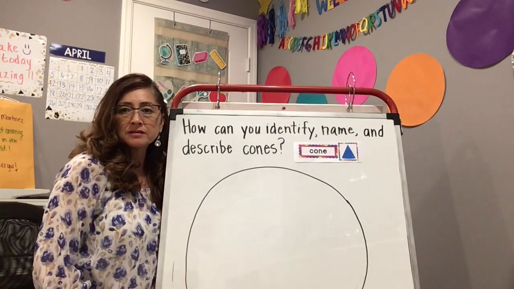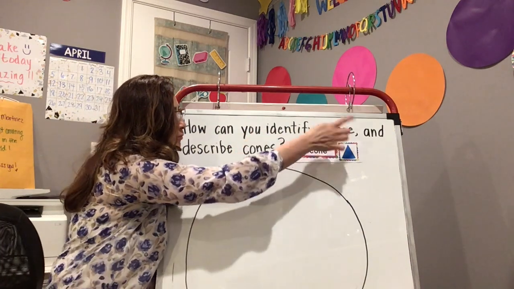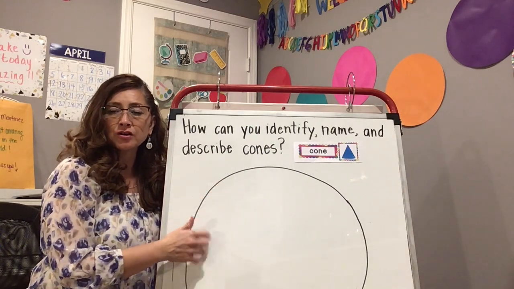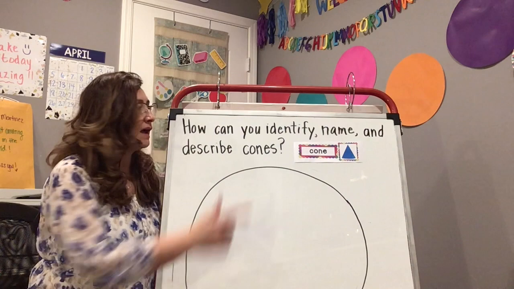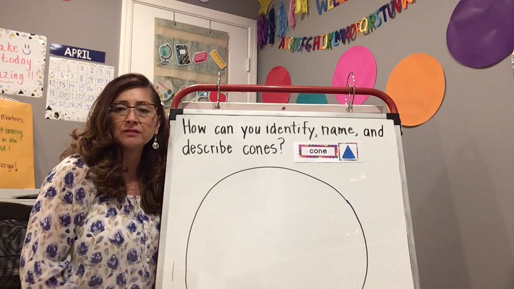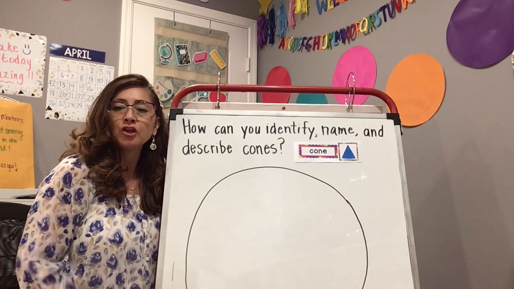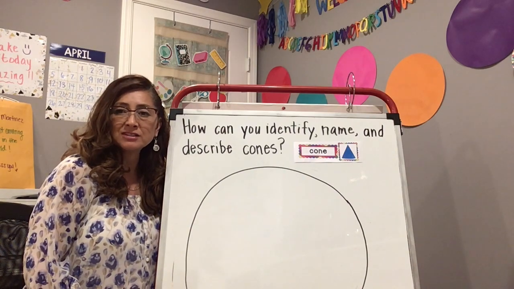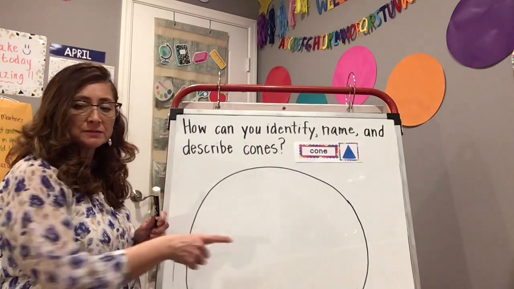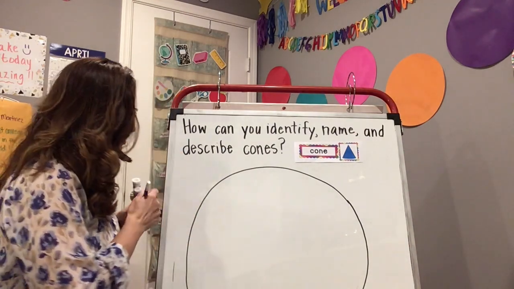Good job. Now, boys and girls, let's go back to our essential question. How can you identify, name, and describe cones? And we're going to use our circle here to make a circle map that will help us identify, name, and describe cones. Now, let's think about the first thing you know about cones. Okay? What is one thing you know about cones? That's right. You know the word cone because we see it right here. Cone. So help me spell it. Ready? I'll write it right here in the middle of our circle map.